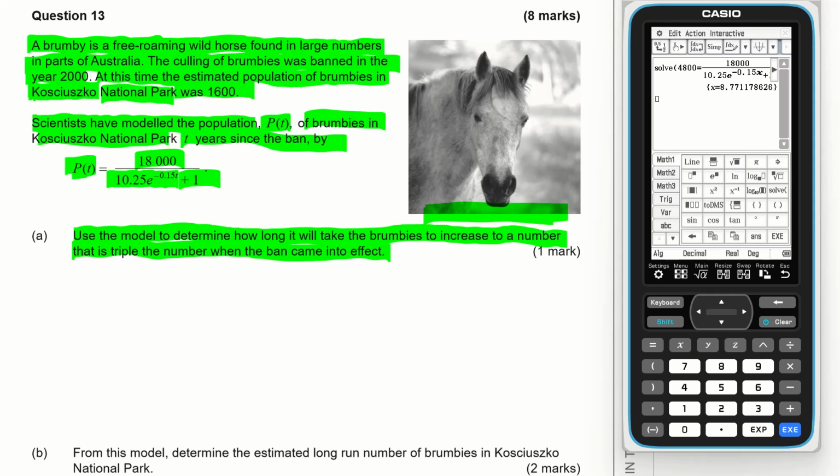So the ban came into effect, it was 1,600, triple that is 4,800, and you can see I've solved that on the calculator over here. I've just put solve 4,800 equals our formula, and I've got 8.77. So T is 8.77 years.